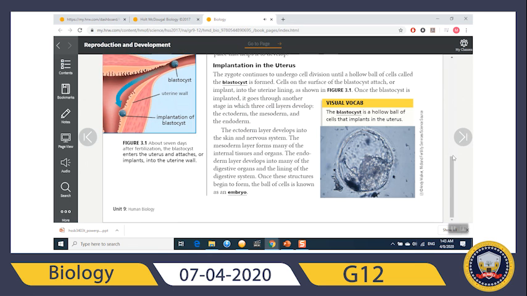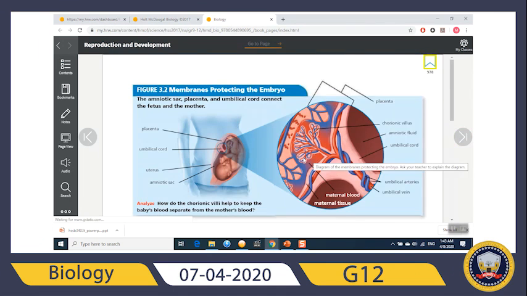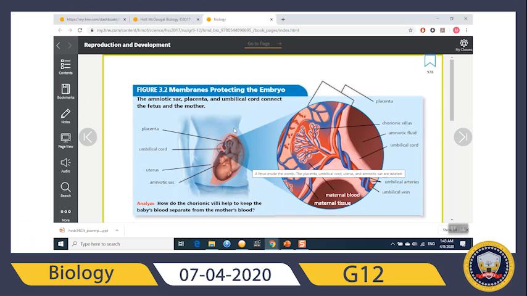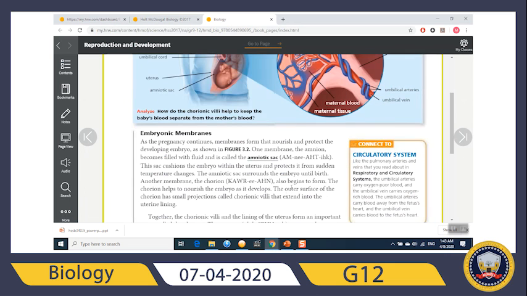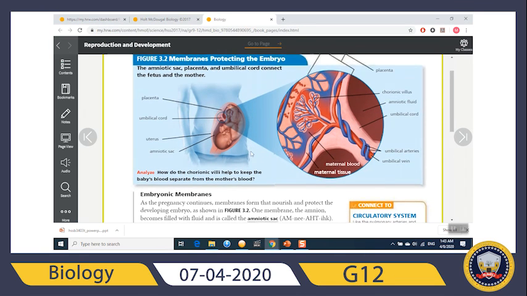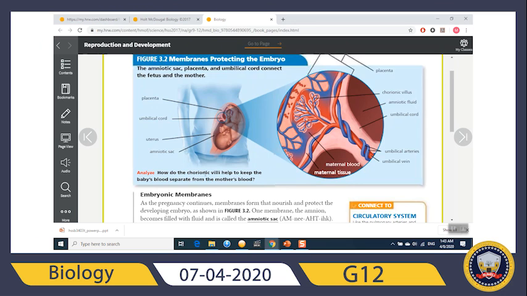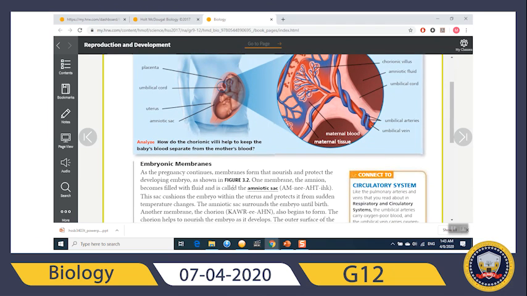Good. So, after the implantation, development starts and embryonic membranes will start to form. Embryonic membranes basically nourish and protect the developing embryo. For example, we have the amniotic sac, the placenta, the umbilical cord, and chorionic villi. We will reach that later.